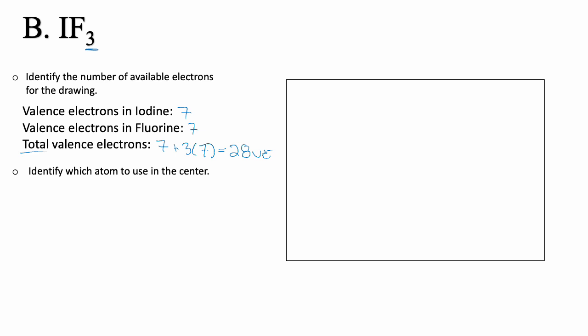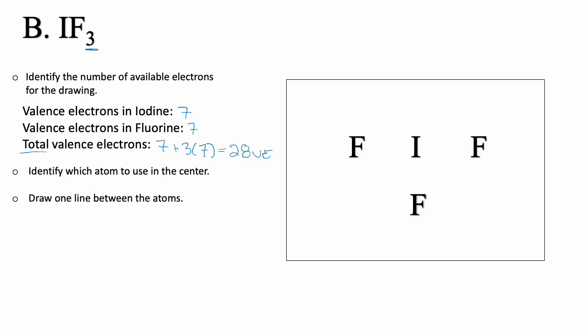Iodine is found in period 5, group 17, where fluorine is found in period 2, group 17. Since they're both found in the same group, we're going to look at their periods. Iodine is found lower on the periodic table, and that means that it has a lower electronegativity than fluorine does. That means that fluorine pulls its electrons in slightly tighter than iodine does. So we're going to use iodine as our center atom.